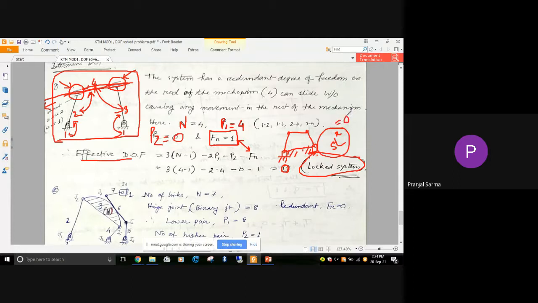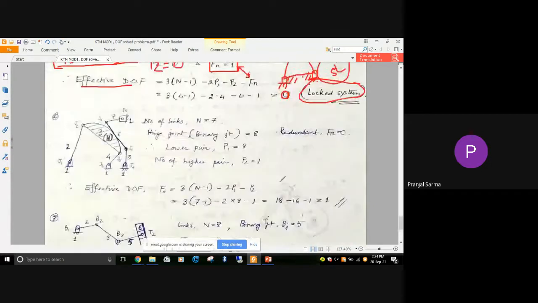Next, from one of the previous questions we already know, if the effective degree of freedom is negative, then what does it indicate? Anyone? What does negative degree of freedom indicate? So that indicates superstructure. Okay, this is superstructure.